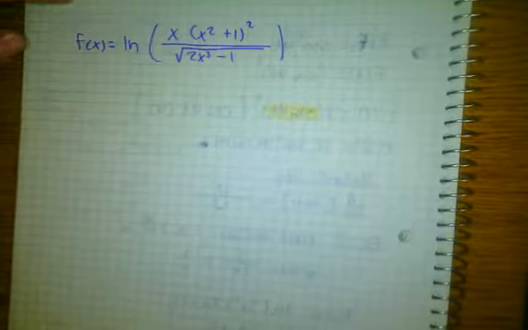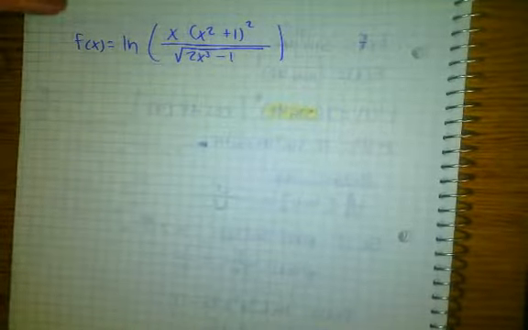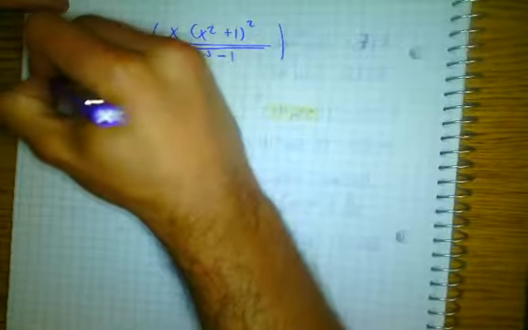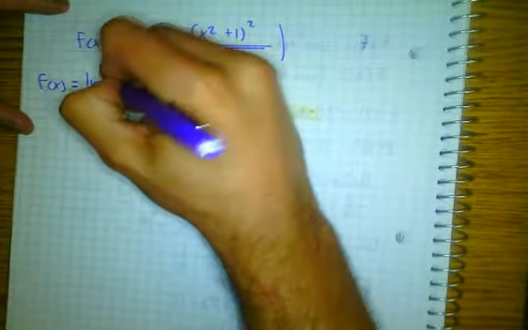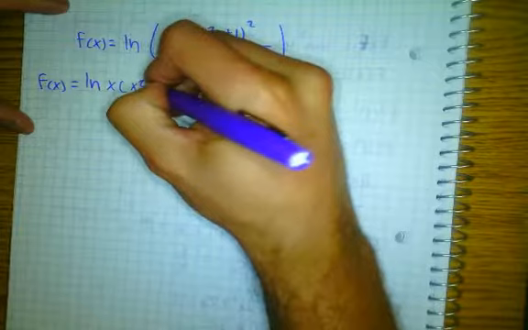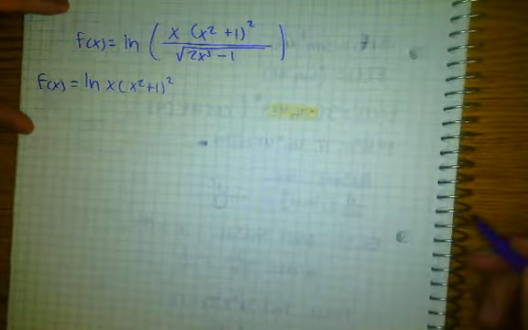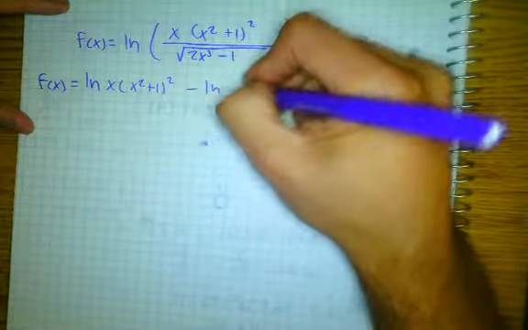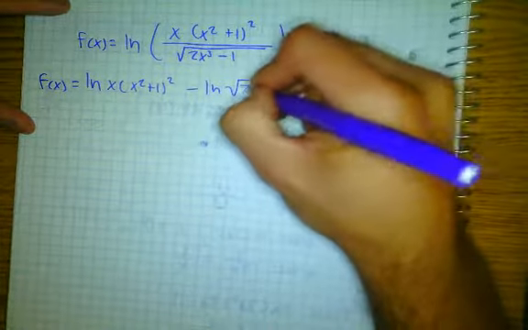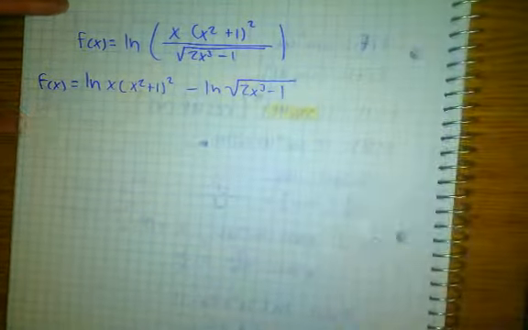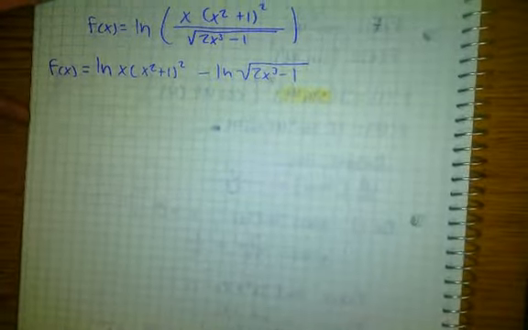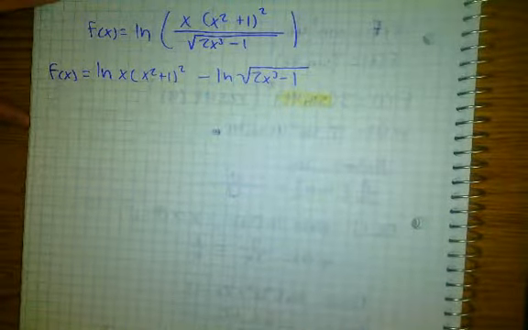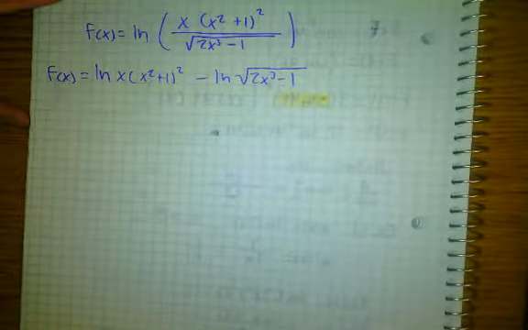Remember that when you have logarithms, you can expand them. We can rewrite this as the following. The natural log of the numerator minus natural log of the denominator. Do you guys remember that one? Yes? Okay. Now this became a little easier, but we can make it even easier.